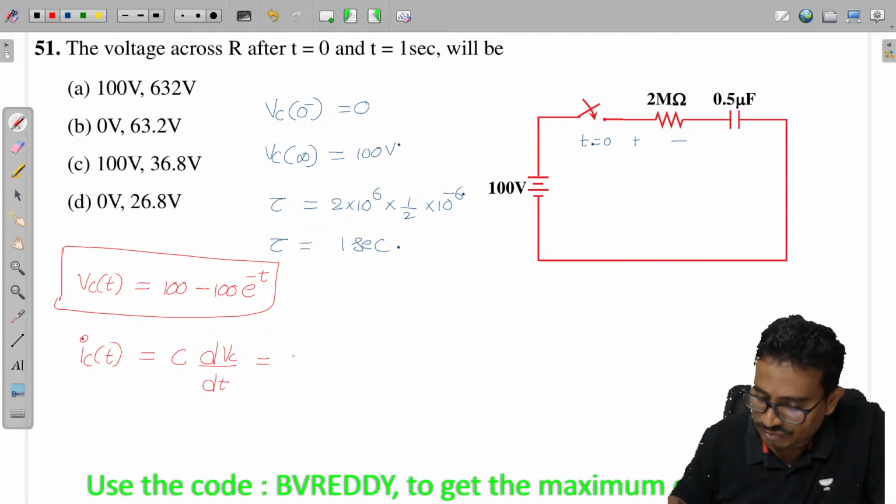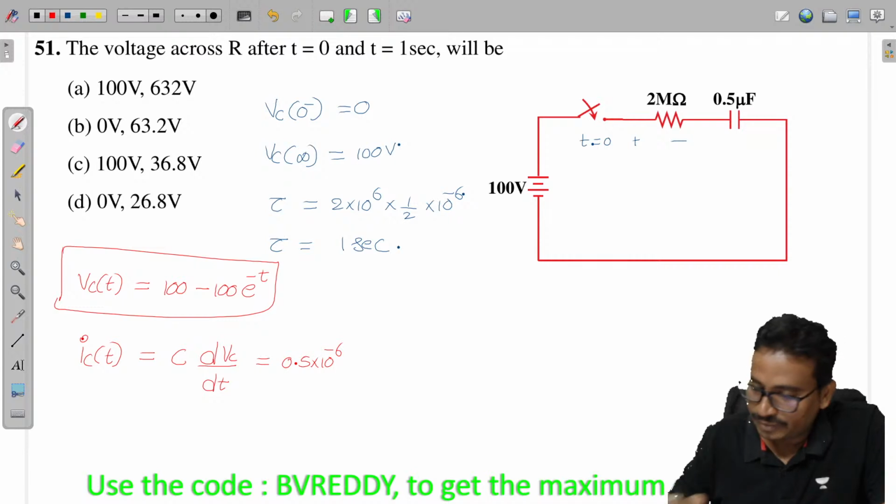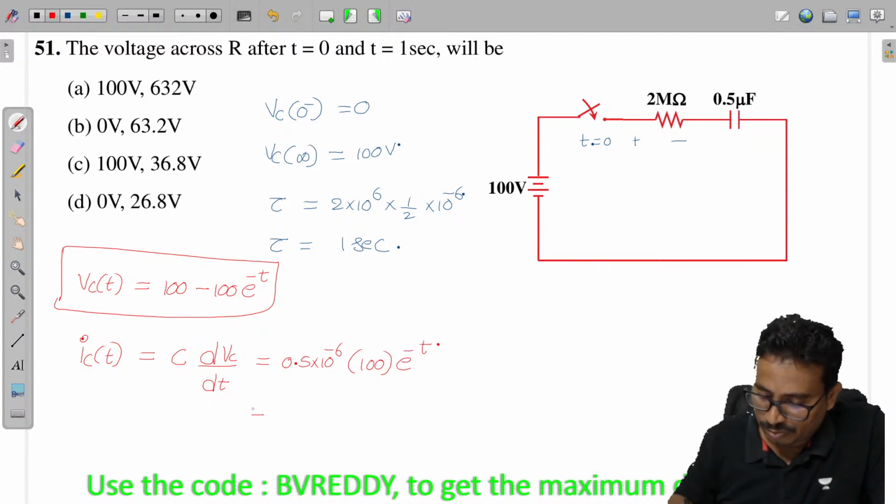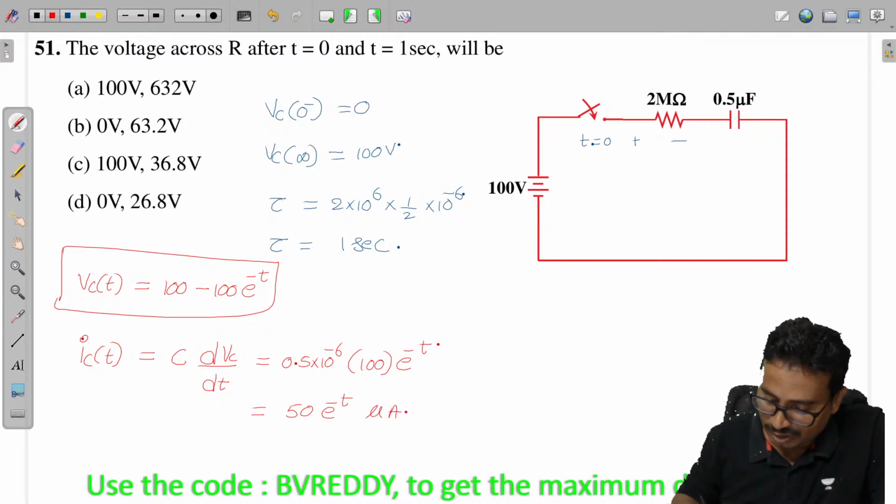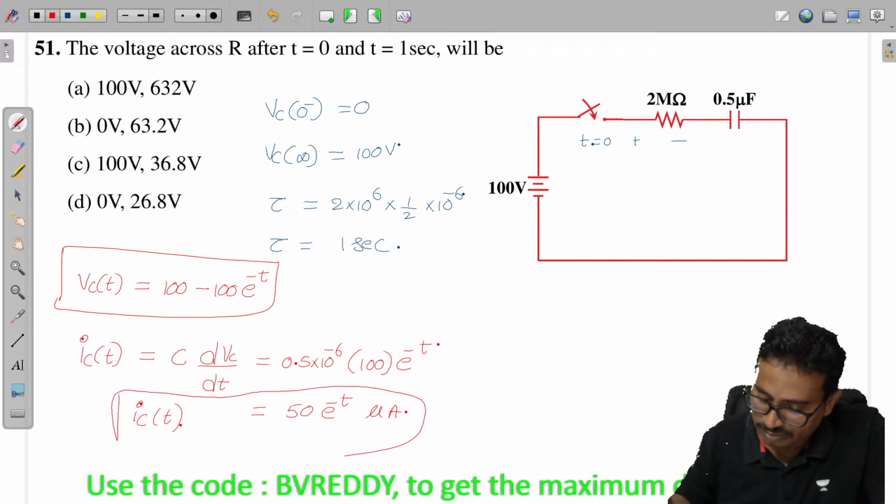The C value given to us is 0.5 into 10 power minus 6. Okay, derivative. So what we'll get here is 100 into e power minus t. So how much will we get for the current value? Tell me. The current value we can say is 50 into e power minus t microamps. Tell me now here, this is my IC of t. This is my IC of t.